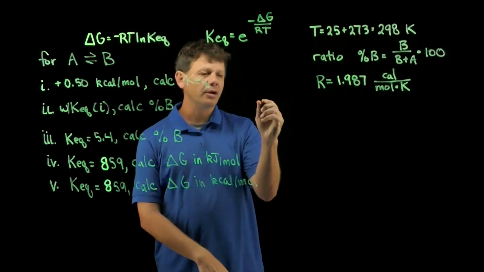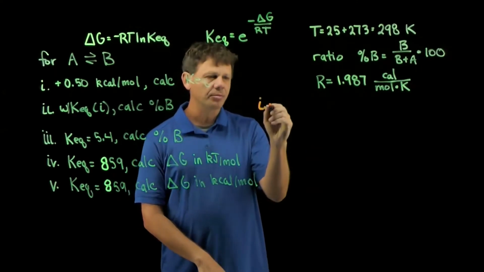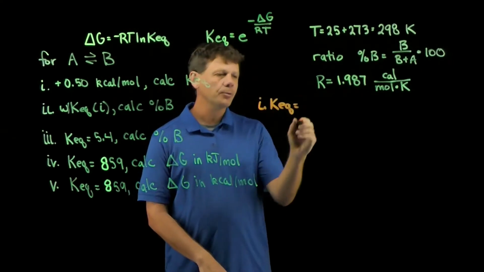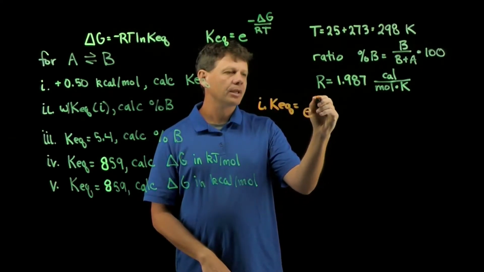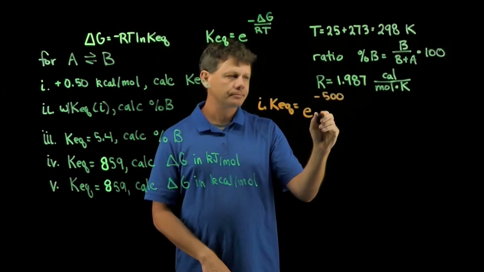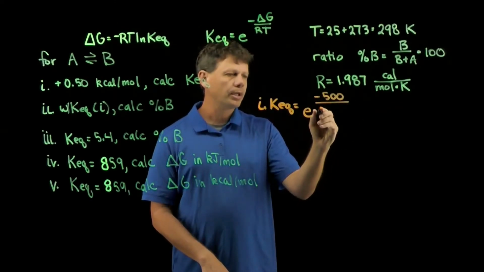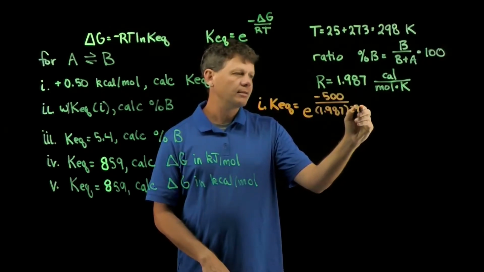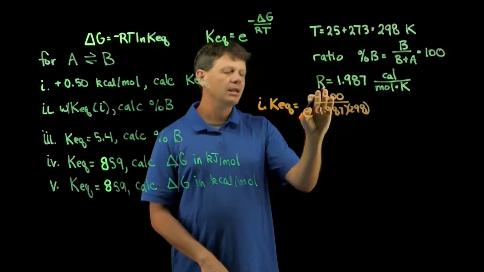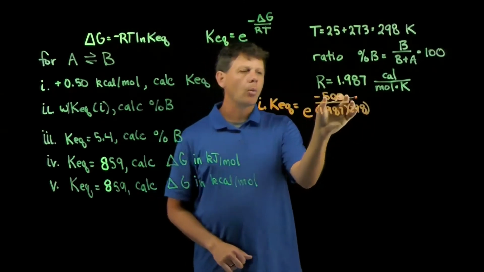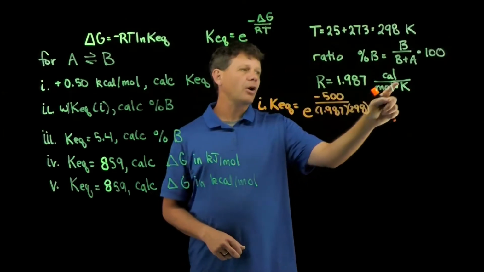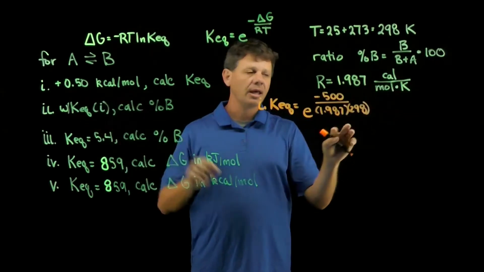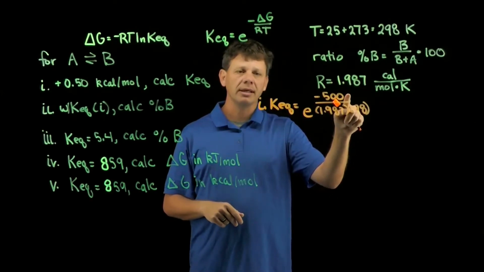If we plug those into the equation, I'll try to write somewhat small so we can fit all of this in the space we have. The equation we're going to use, KEQ, is going to equal E to the negative 500 over 1.987 times 298. So E to this whole quantity. Now, why did I use negative 500? Because R is in calories, so we've taken this 0.5 kilocalories and converted it to 500 calories.